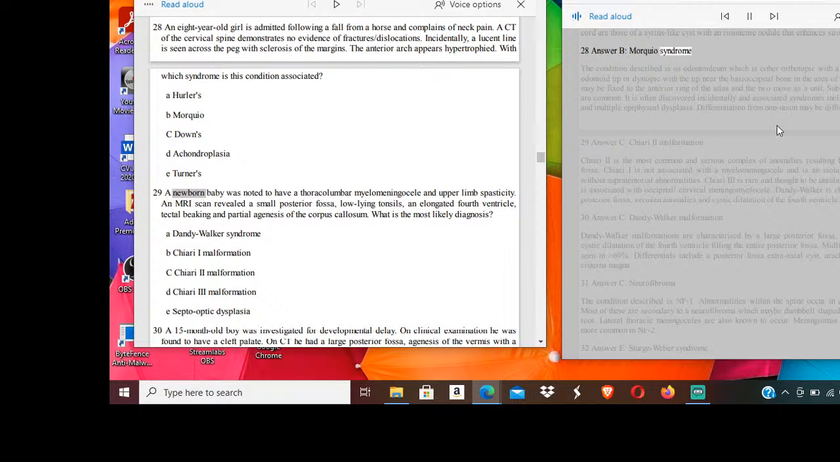28. Answer B. Morquio syndrome. The condition described is os odontoideum, which is either orthotopic with a normal position of the odontoid tip, or dystopic with the tip near the basioccipital bone in the area of the foramen magnum. It may be fixed to the anterior ring of the atlas and the two move as a unit. Subluxation and instability are common. It is often discovered incidentally, and associated syndromes include Morquio syndrome and multiple epiphyseal dysplasia. Differentiation from non-union may be difficult.